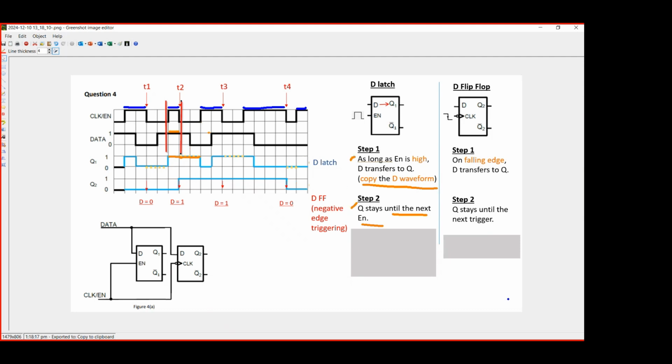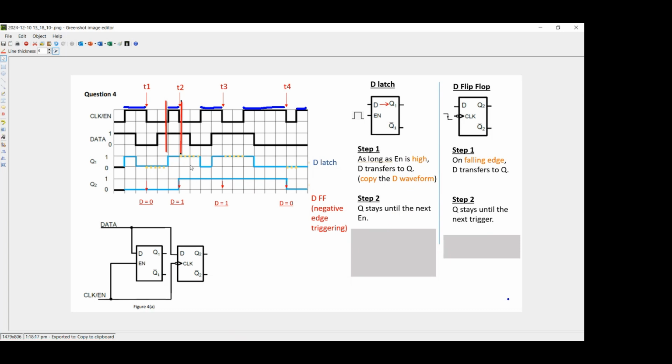Then now the enable here switches to high again. So we repeat step one and step two again. Correct now? So now I erase the annotation. Okay, so now I focus on the next enable. When the next enable is high, correct? It's here, right?